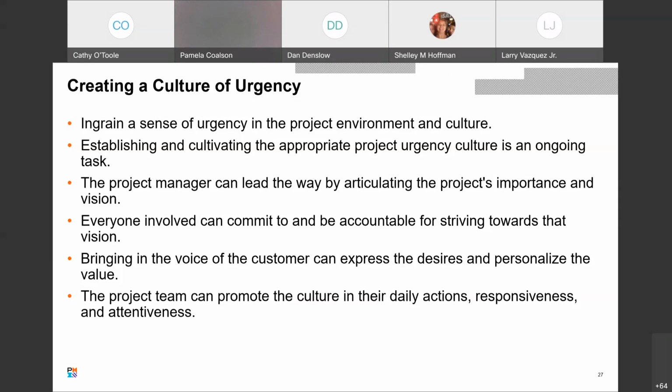Hey, this project's got to get done by January 1st, 2022. If we don't collect this money, we're going to be on the hook for it, and you don't want that to happen because it's going to affect your bonus. And usually that's a pretty good sense of urgency to keep everybody going.